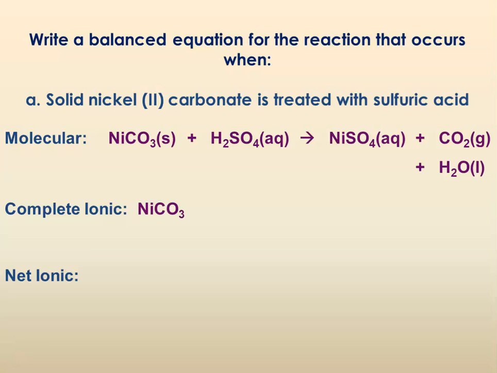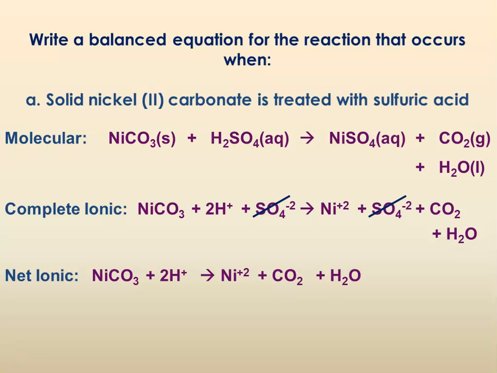So the nickel carbonate stays together. Sulfuric acid is one of my strong 6 strong acids, so it's going to dissociate into its ions, hydrogen ions and sulfate ions. We already said that nickel(II) sulfate is soluble in water, so that too is going to dissociate into its respective ions, and the CO2 and the water are going to stay intact. So if I look at that complete ionic equation, I see that I have sulfate ions on both sides of the equation, but that's the only ion that remained unchanged. So that is my spectator ion, and the remaining components would make up my net ionic.